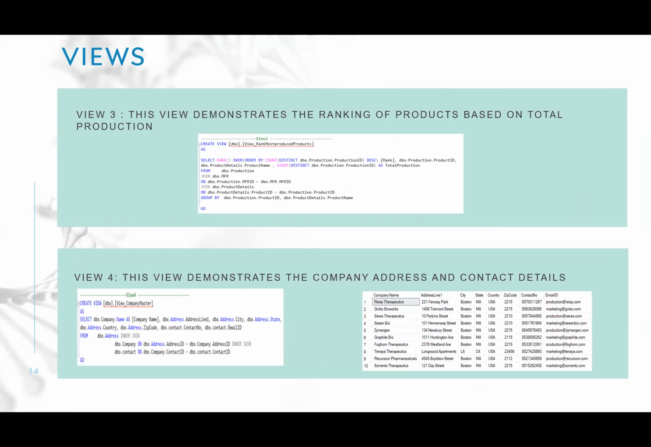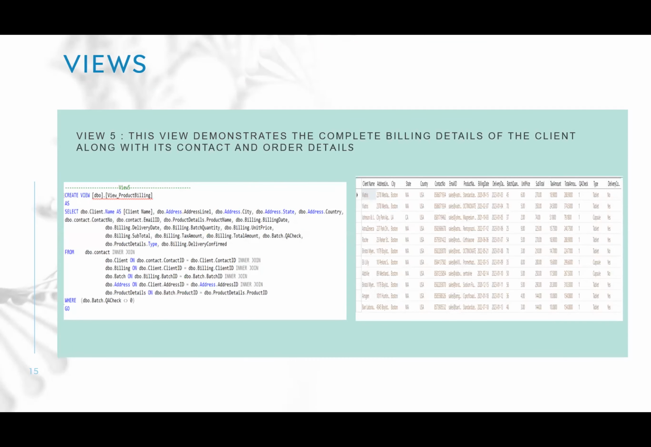And view 4 helps us to see the overall company address and the company details, which contains the contact details as well. And in view 5, we are showing the overall view of the billing details, which will help to see the whole view of the client, his contact details, and the order details, which will help the company to track what is going well and if the order has been delivered to the company.